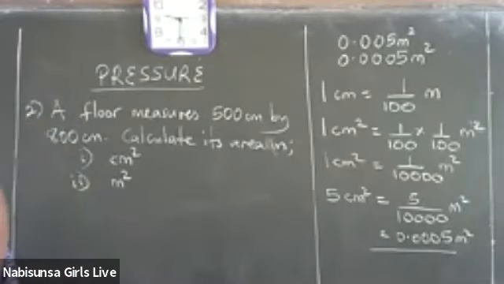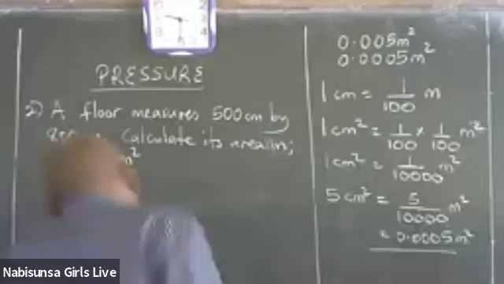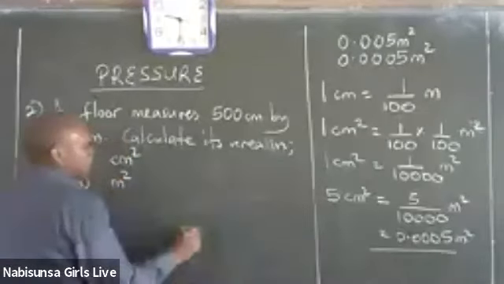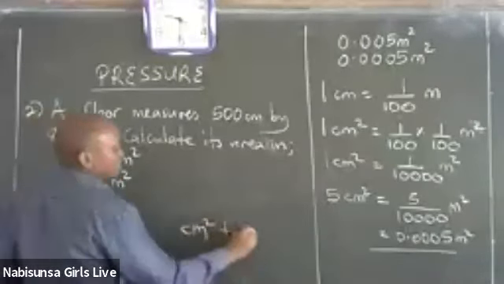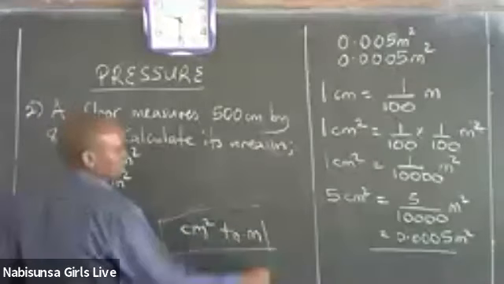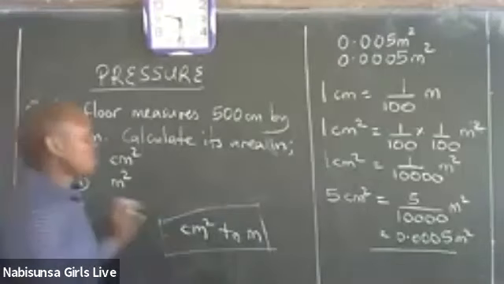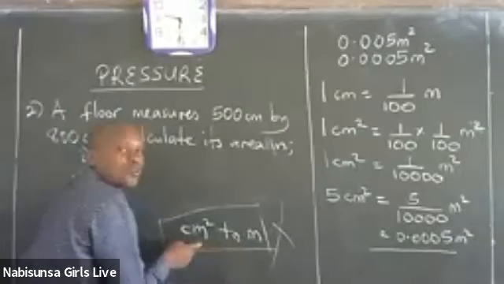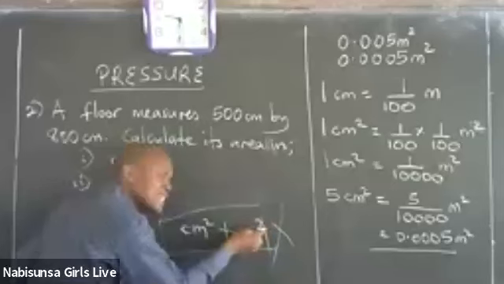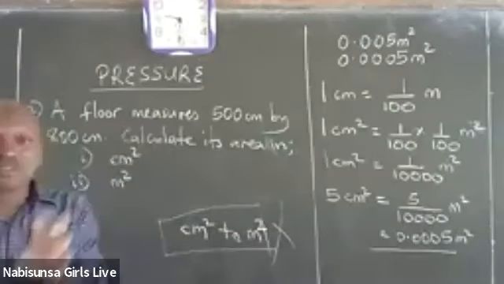Bazira is asking, can they ask you to convert centimeters squared to meters? Now, centimeters squared to meters, they cannot ask you this because these are different dimensions. In science, we call them dimensions. So they cannot ask you this, but they can ask you to convert centimeters squared to meters squared. They must be the same, squared with squared.